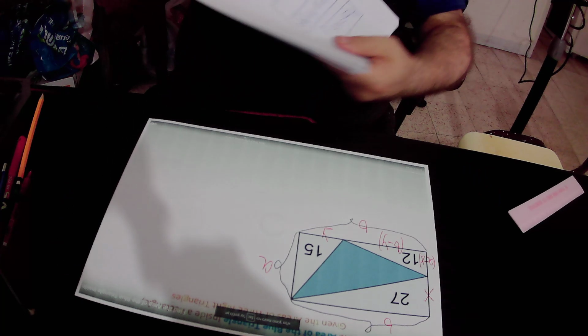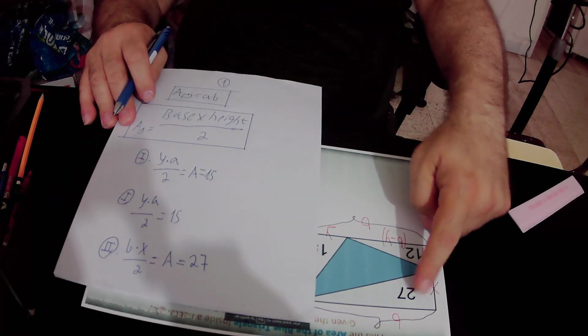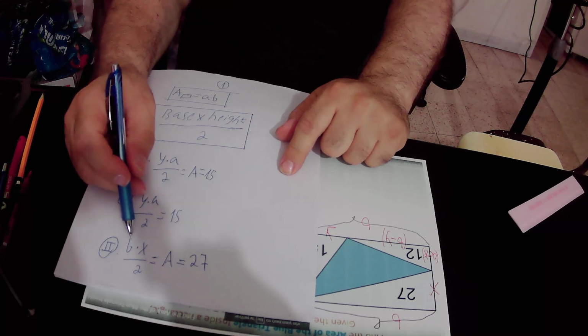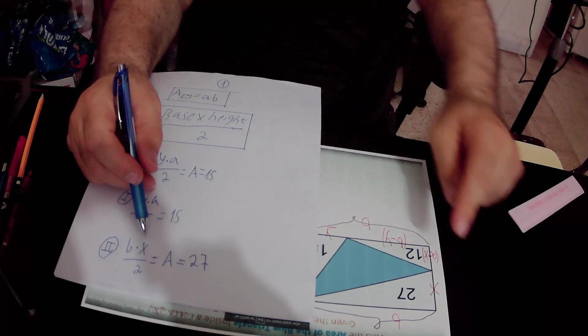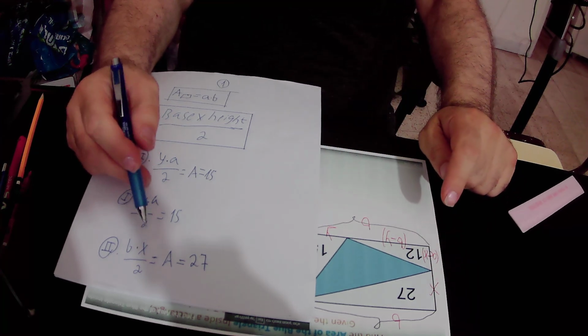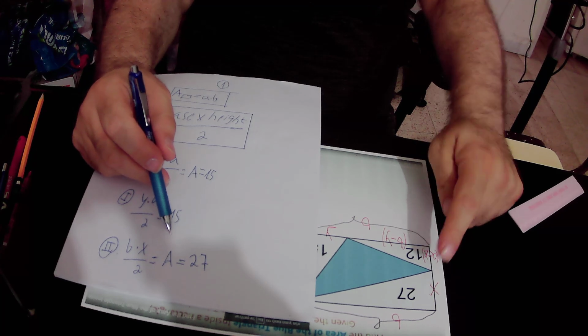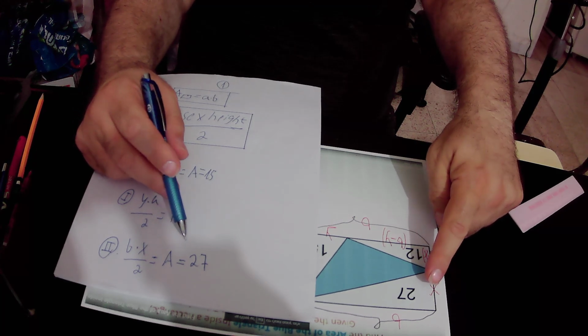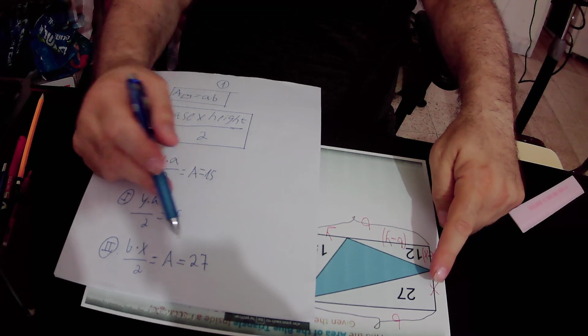Okay, so the formula for the area of this triangle equals the base of the triangle, that is B, times the height of this triangle, that is X, divided by 2. And it equals A, and we know that the area is 27, so we can add to the formula that A, the area, equals 27 units.